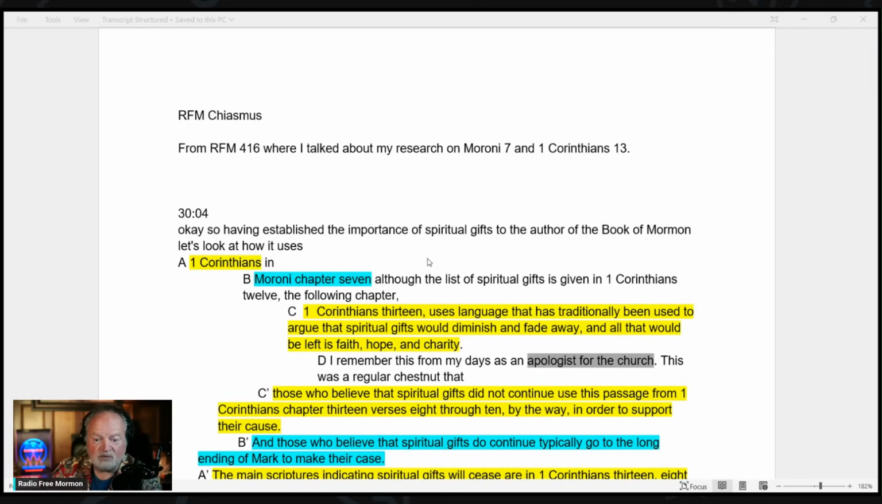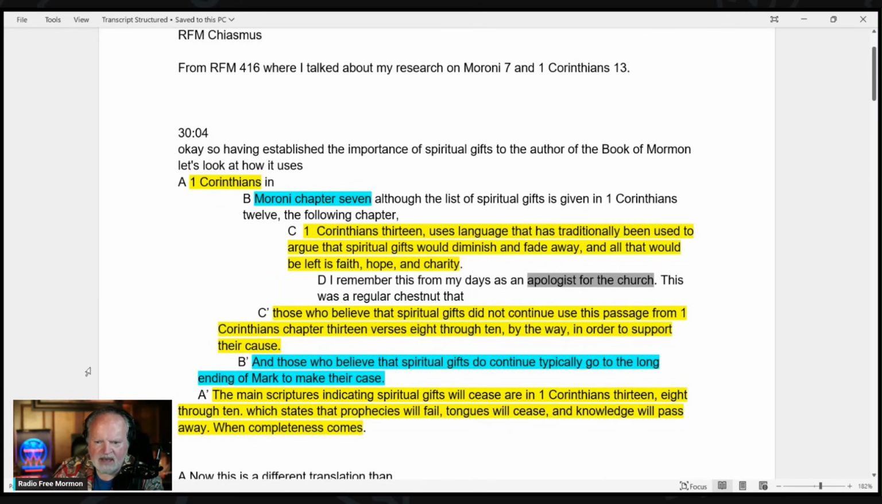Now, my goal is not to read through the entire transcript of what I just said, but to give you an indication of what it looks like. So let me go here and show you this chiastic structure. It goes A, B, C, D, C, B, A. The first part is 1 Corinthians. That's the segment that has been used to argue that spiritual gifts will cease. Moroni chapter 7 is where 1 Corinthians is used in such a way as to get rid of that, because the Book of Mormon insists that spiritual gifts will continue until Jesus comes again, contrary to this common interpretation of 1 Corinthians 13. That's why they're in different colors.